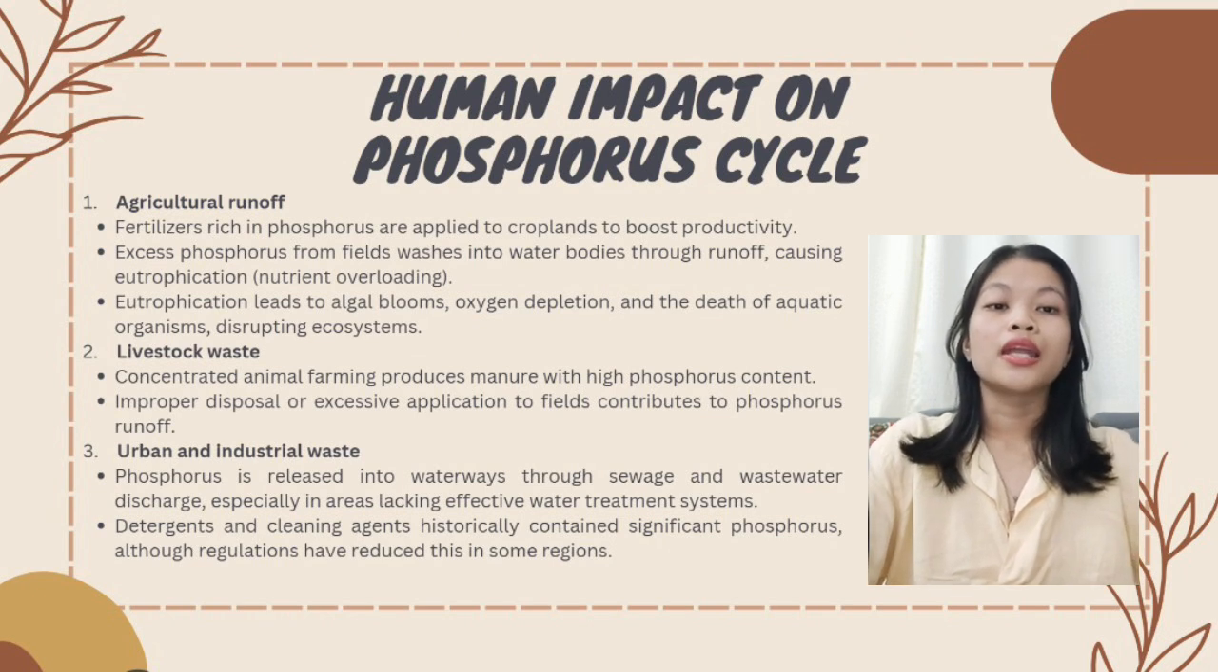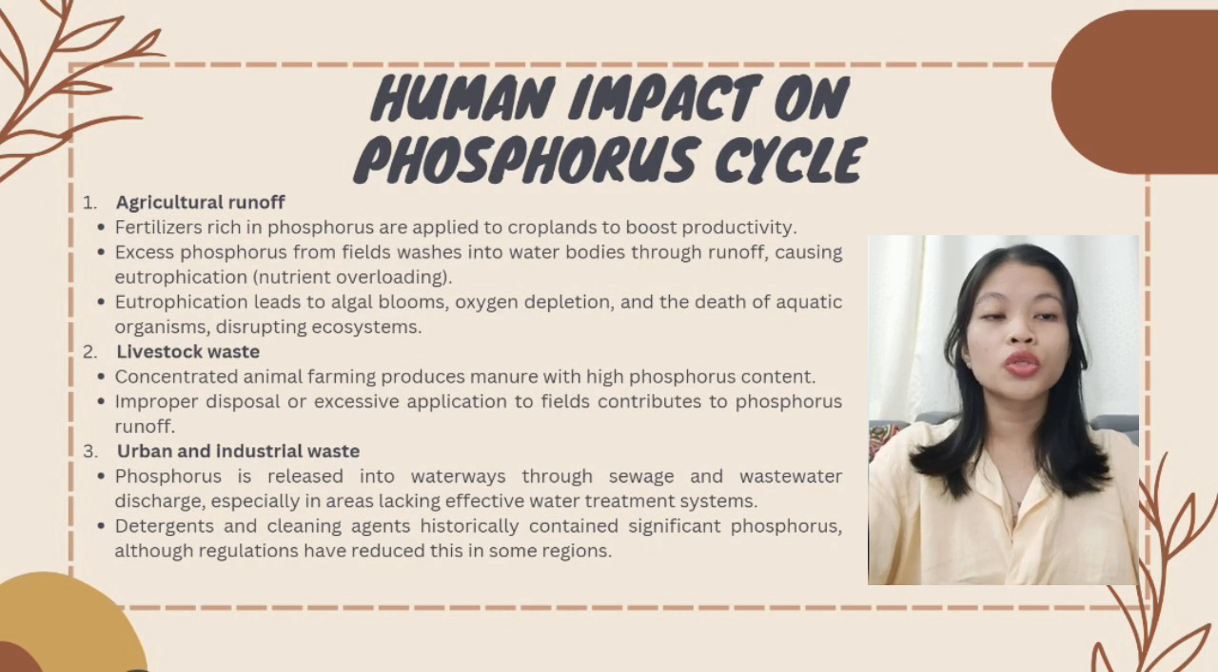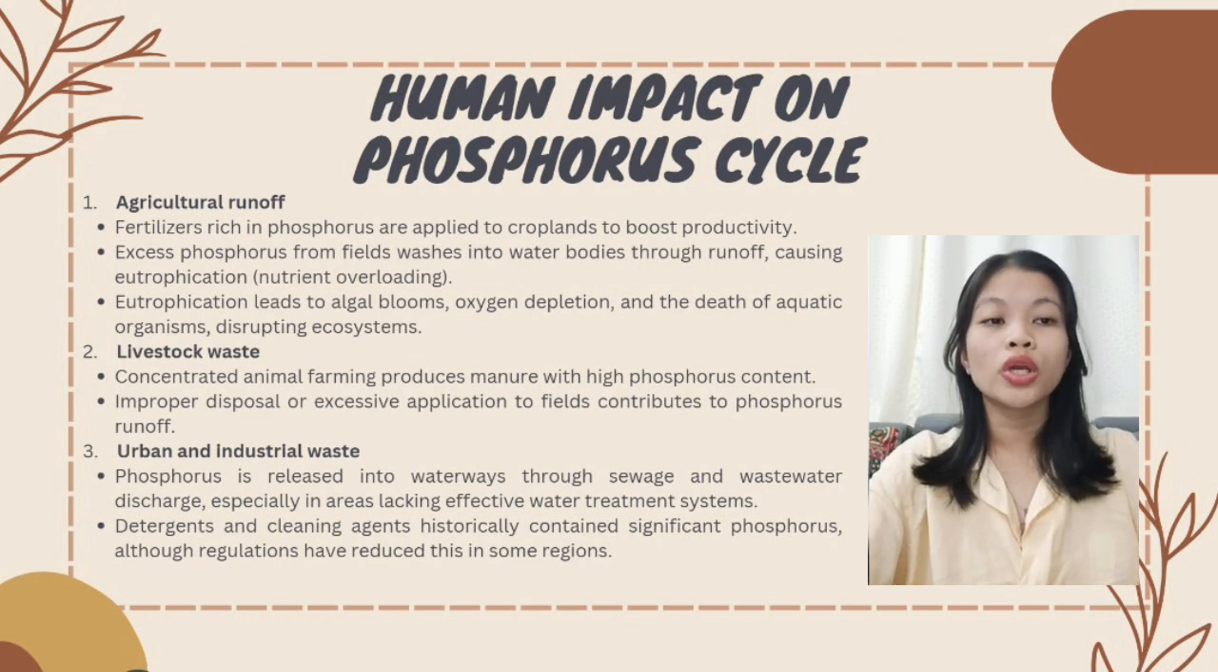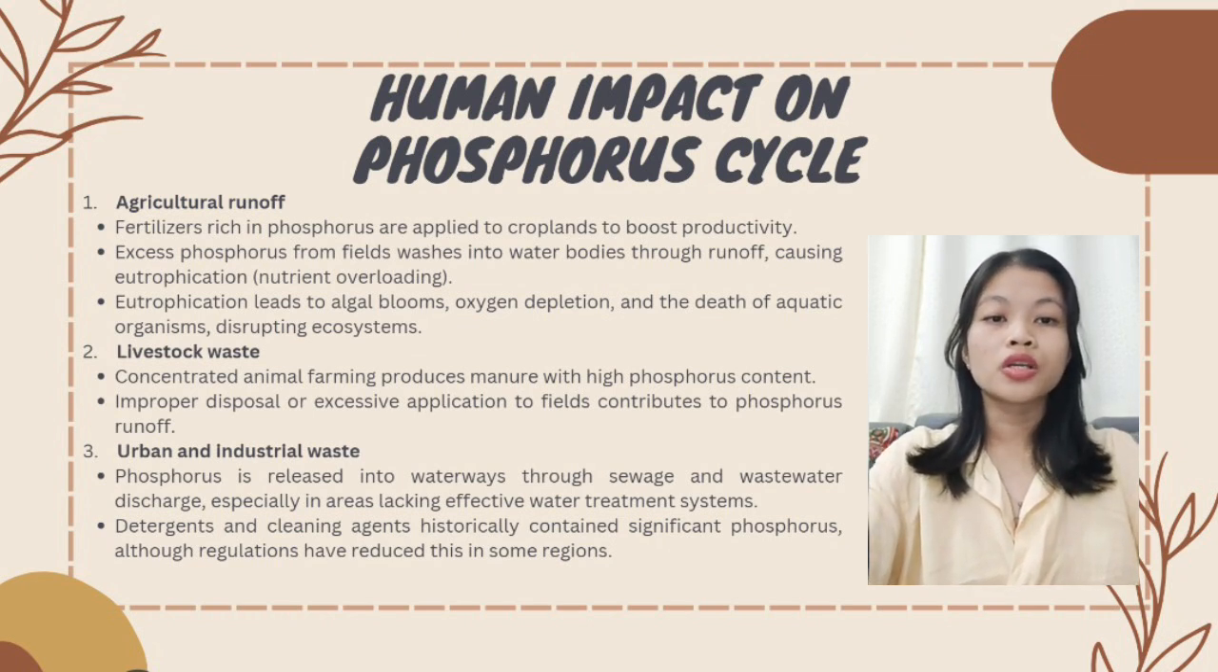Lastly, urban and industrial waste play a significant role in altering the phosphorus cycle, primarily through the release of phosphorus into waterways via sewage and wastewater discharge. In areas where water treatment systems are inadequate or outdated, large quantities of phosphorus enter rivers, lakes, and oceans, contributing to nutrient pollution. Historically, detergents and cleaning agents were a major source of this phosphorus.